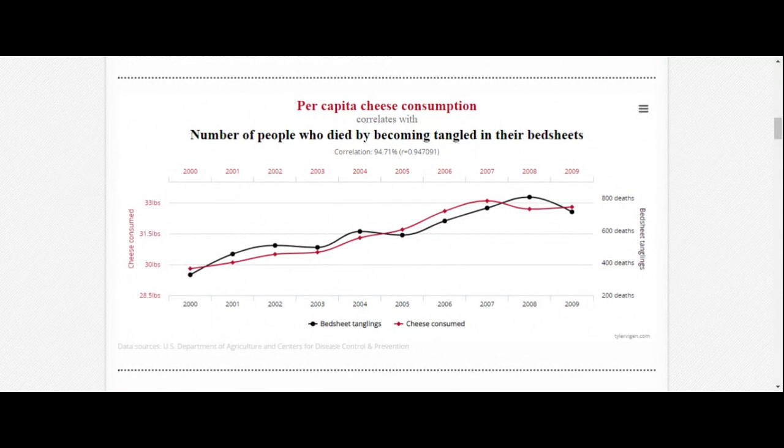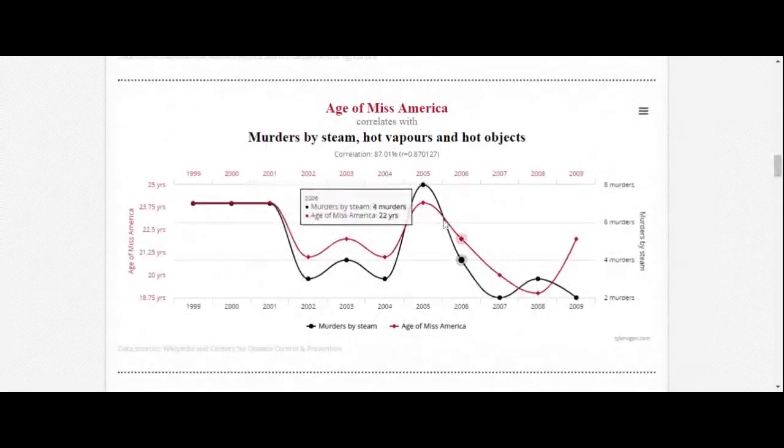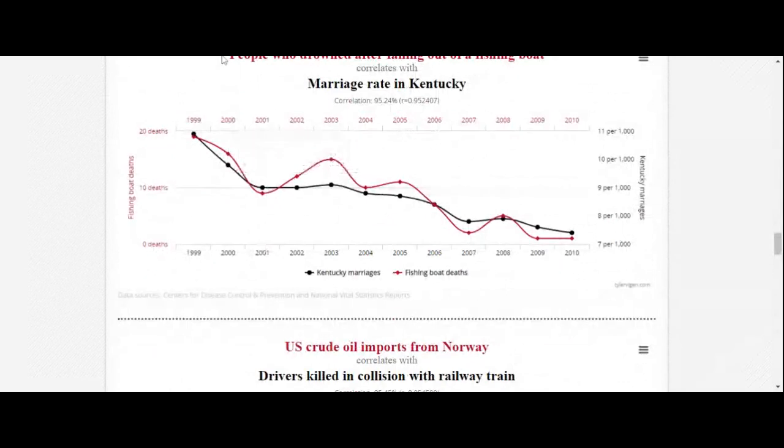Per capita cheese consumption and the number of people who died by becoming tangled in their bed sheets. You can scroll through these, Age of Miss America and murders by steam vapors and hot objects. So the lesson here is correlation is not causation. The correct answer to that one is D, none of the above. All of those are measures of association. There's no way for us to tell just by looking at them that there's any kind of causal relationship. We need more than that.